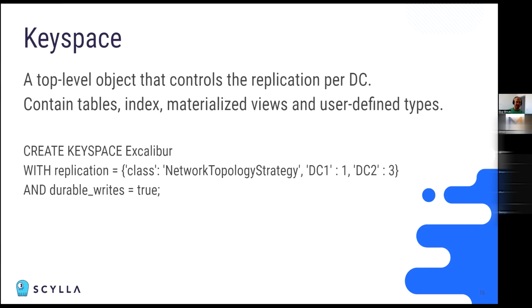Okay, so let's see an example of the Keyspace. I mentioned it's a top-level object that has multiple tables within it, and it controls the replication. And this is how we would define a Keyspace, create Keyspace with a name, Excalibur in this case, and we define the replication factor. In this case, it's 3.